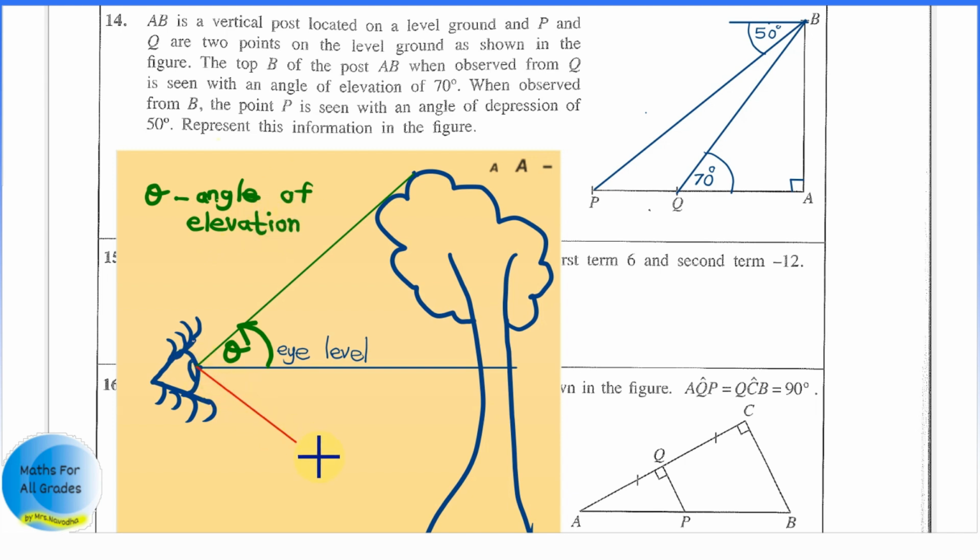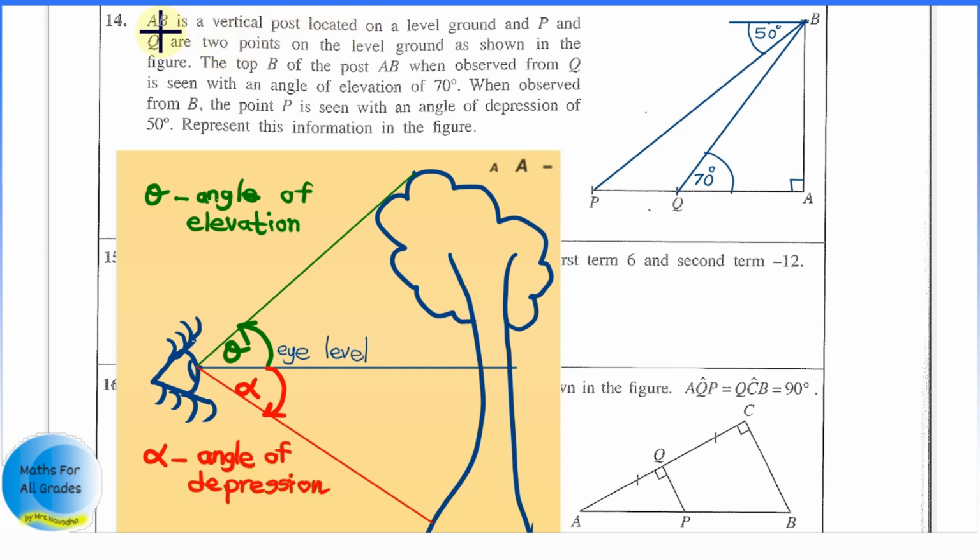And when you look down to see the roots of the tree, you see it in this direction. So the angle from eye level to this line is called angle of depression. Let's say this angle is alpha. Alpha is the angle of depression.